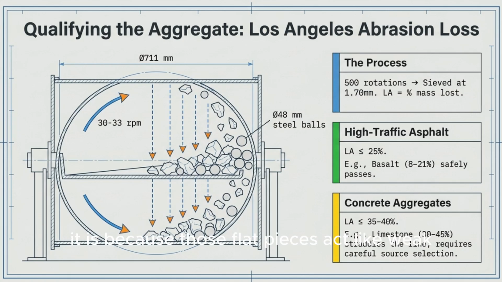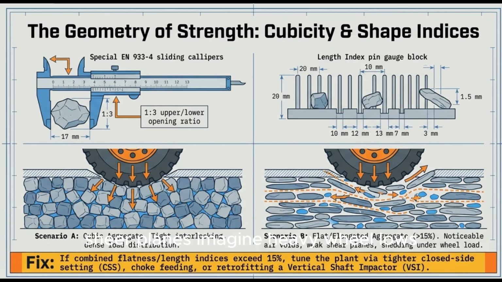It is, because those flat pieces act like weak shear planes. Imagine heavy wheel loads driving over asphalt made with flat rocks. They just snap under the pressure. Oh, wow, creating noticeable air voids under the surface. Yep, and the pavement will literally shed and degrade over time. You often have to physically tune the plant, like choke feeding the crushers, to force the rock into blockier shapes.